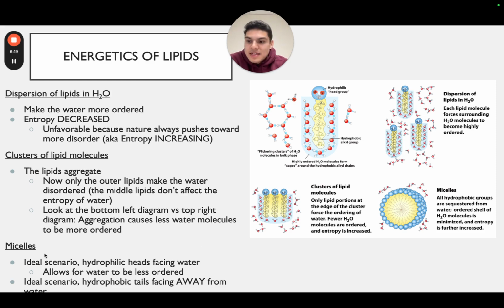And then the last step is micelles. You can think of them like vesicles, but they're not exactly the same. Vesicles have an inner layer as well, an inner cavity that has another set of hydrophilic phosphate heads on the inside. I'll show you an example in a few slides. The ideal scenario is hydrophilic heads facing the water, making the water as disordered as possible, and then it allows the hydrophobic tails to face inward and away from the water itself.